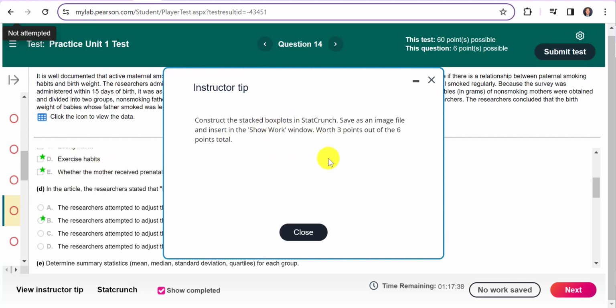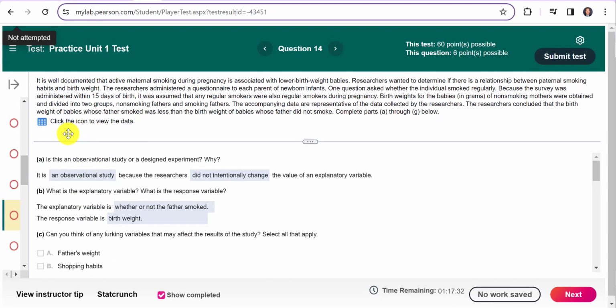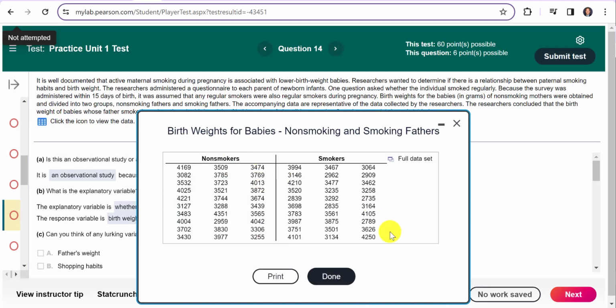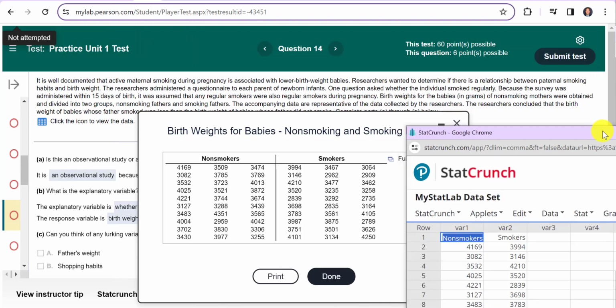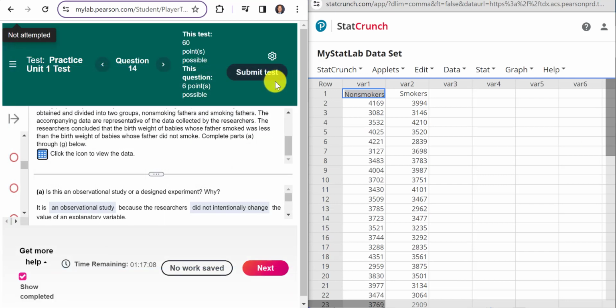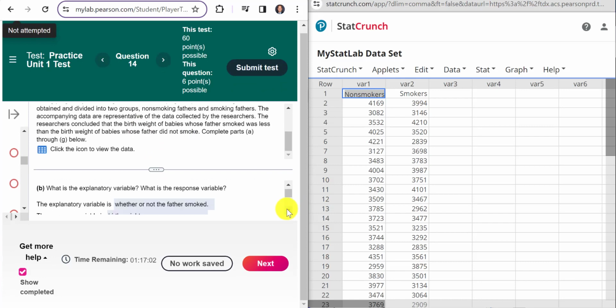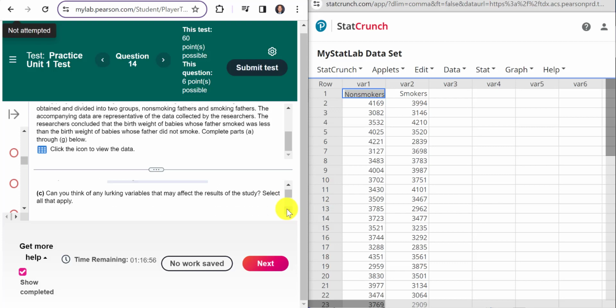All right, again, this is a box plot, so we're going to do a show work on this one. So it's well documented that active maternal smoking during pregnancy is linked to lower birth weights. Research will determine the relationship between the two. If we open that, we've got smokers and non-smokers. We open this in StatCrunch, and this is an observational study. It did not change anything. They didn't tell people to smoke around their babies. The explanatory variable is whether or not the father smoked. The response variable is birth weight, so it's like secondhand smoke.